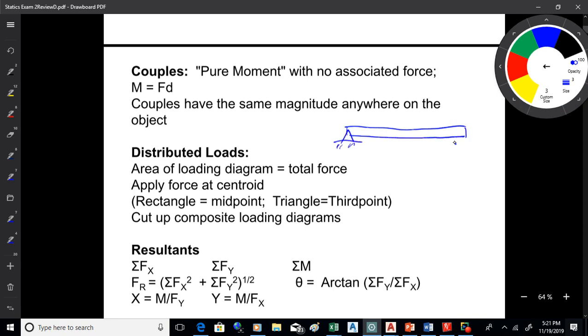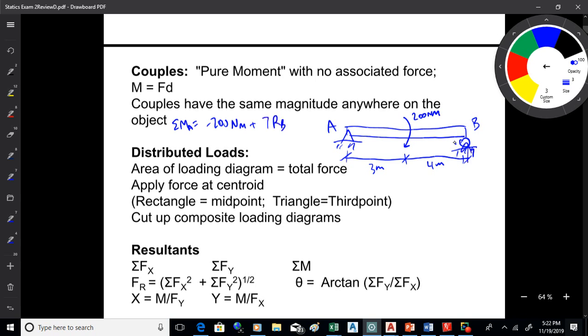Let's say we've got something going on like this, and we have a couple here, and let's say that's 200 Newton meters, and we have this dimensioned, and we'll say that this is 3 meters and this is 4 meters. Now if you want to find the reactions there, you'd go sum of MA, and you'd have negative 200 Newton meters, and then plus 3 and 4 makes 7 times RB.